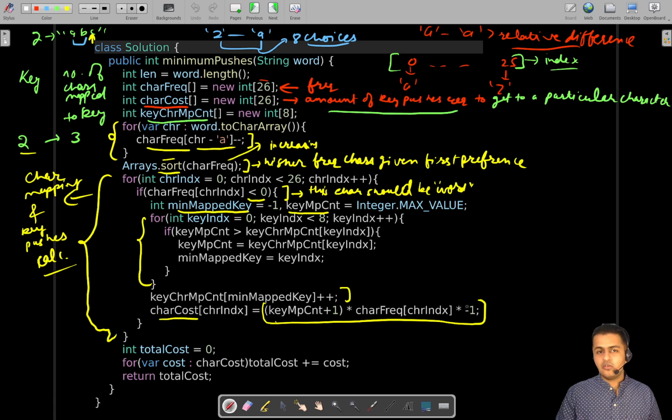And the -1, as I already told you, for the frequency part we have taken it to the negative side in order to give higher frequency characters first preference of being mapped. So we need to multiply it by -1 in order to get the correct frequency in positive magnitude. Then we will simply take a variable, total cost, or the total number of key pushes required. Then you will simply add up all the things in the cost array and return that.